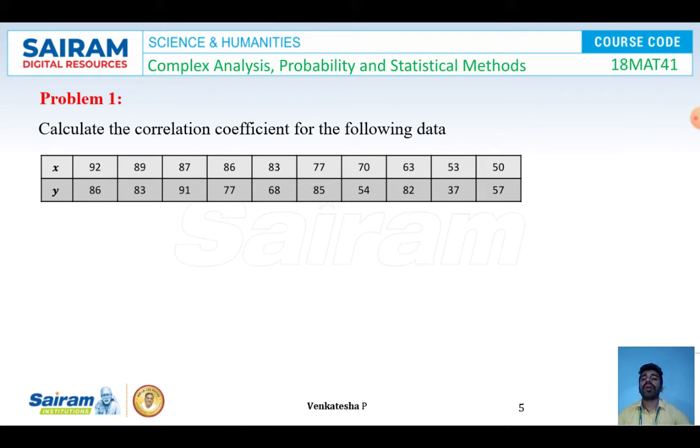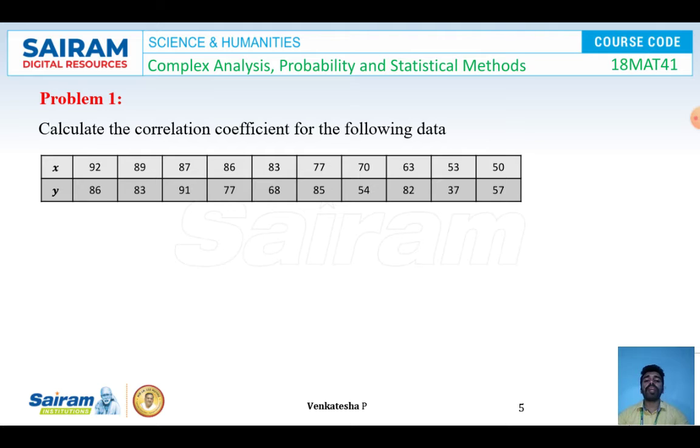Problems. Problem number 1. Calculate the correlation coefficient for the following data. X is given by 92, 89, 87, 86, 83, 77, 70, 63, 53, 50. Y is given by 86, 83, 91, 77, 68, 85, 54, 82, 37, 57.